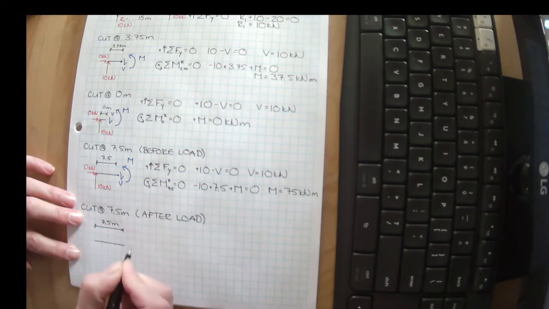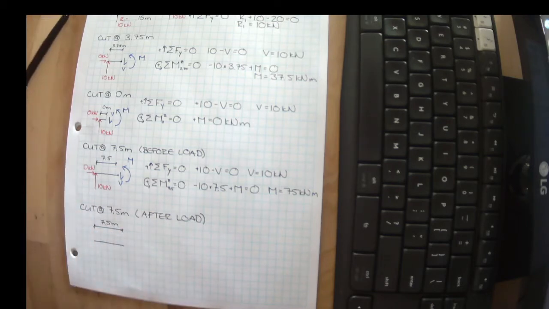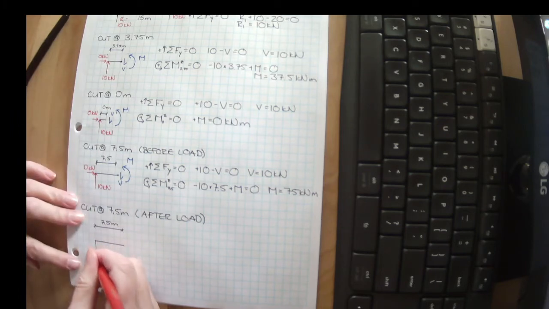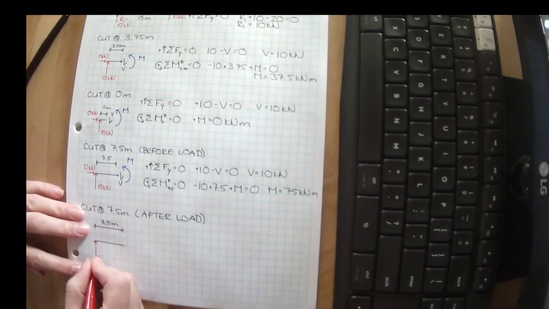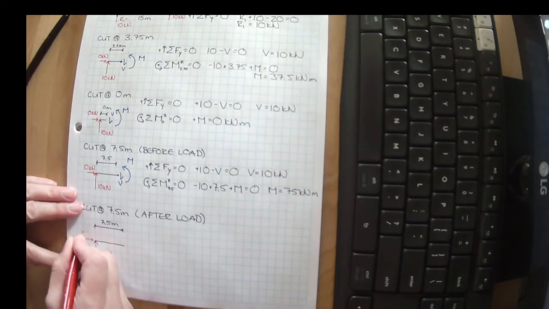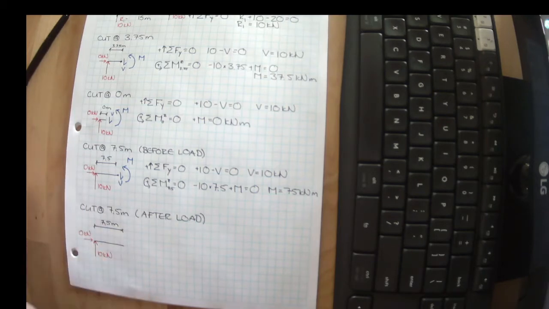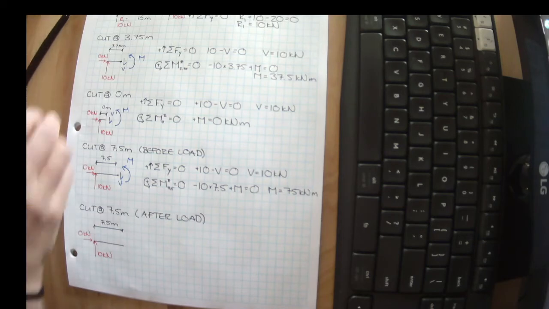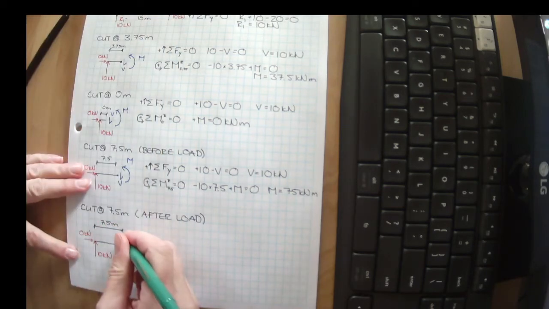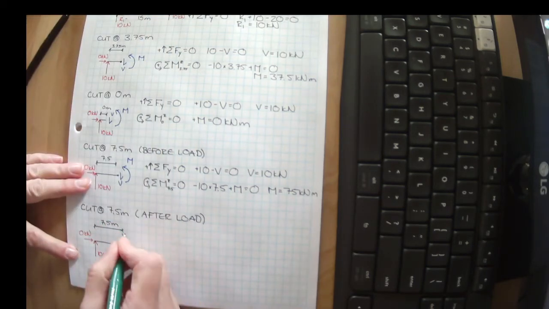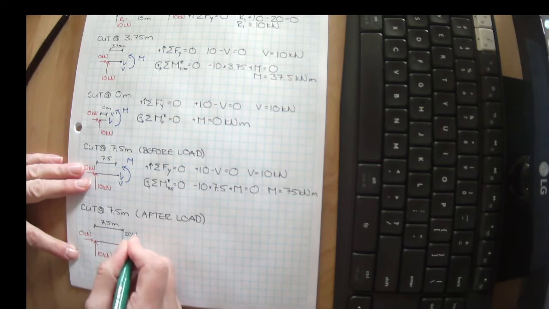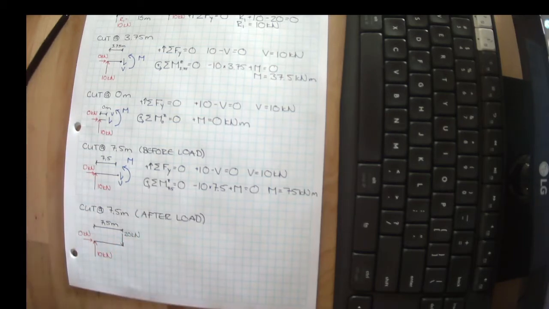We're still 7.5 meters away, but just. We know for this thing not to be moving, there's a 10 kilonewton reaction in that spot and a 0 kilonewton reaction there. And we've got our applied 20 kilonewtons here.